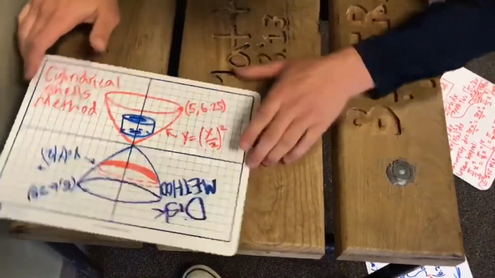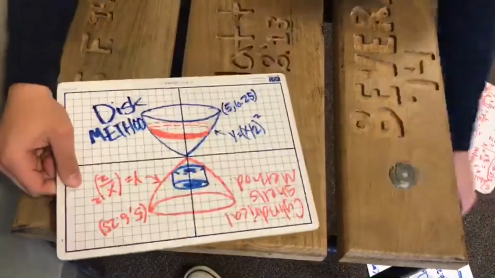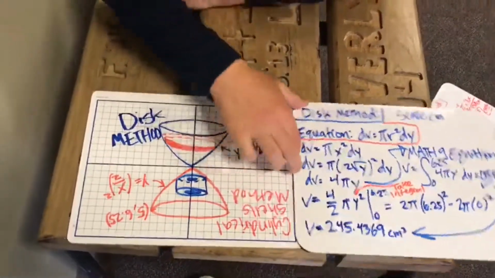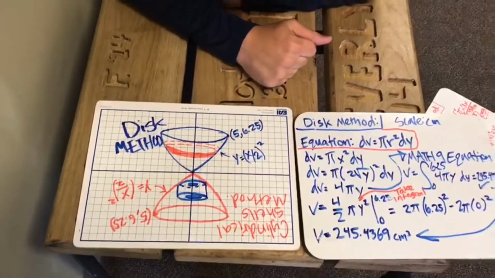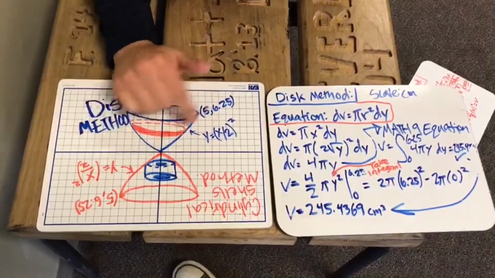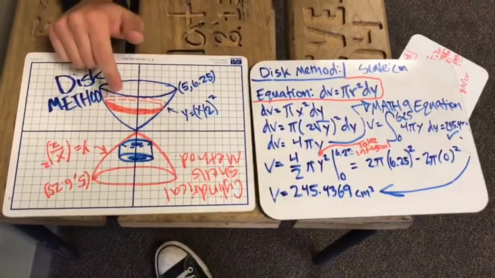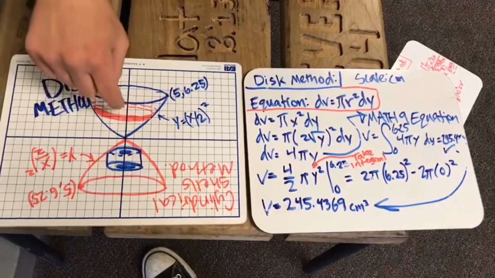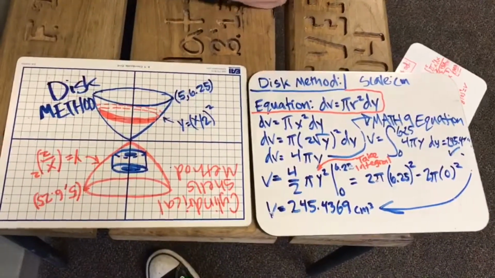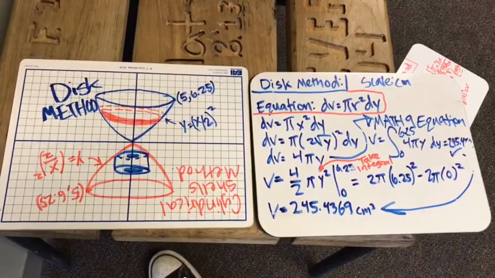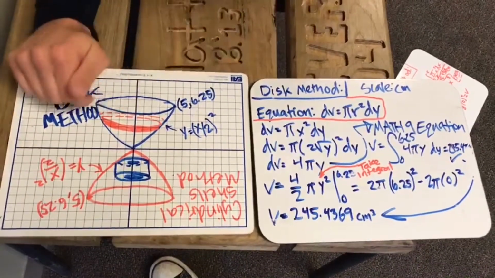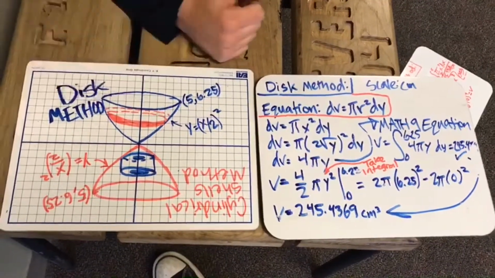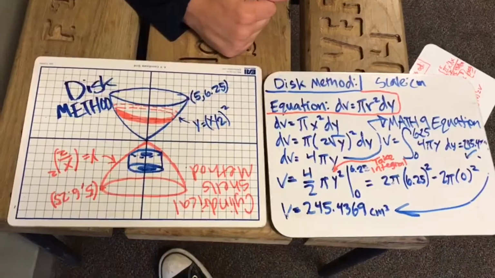The next way I'm going to show you is the disk method. A little bit different, since this one's a dy equation and the other one was a dx equation. Here's our original function, as you can see again. Now this is a dy equation and not a dx equation because the thickness of the disk is along the y-axis. So our equation is going to be a little bit different. This one is going to be dV equals pi r squared dy. And we know the radius of this disk is along the x-axis, so we can plug x in for r. So we have dV equals pi x squared dy.